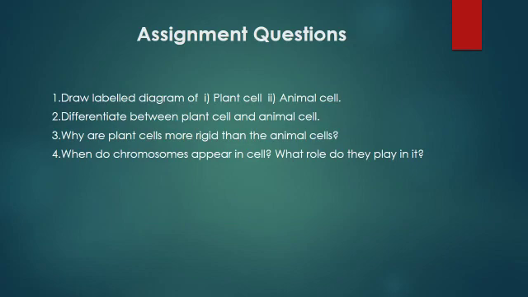Second question is differentiate between plant cell and animal cell. Question number 3, why are plant cells more rigid than the animal cells? Question number 4, when do chromosomes appear in cell? What role do they play in it?